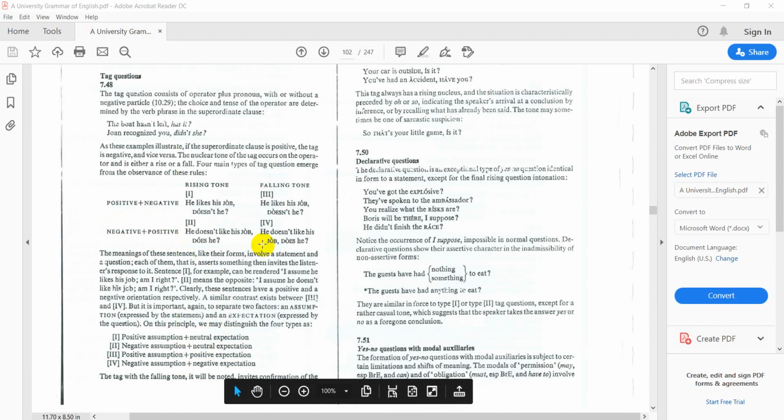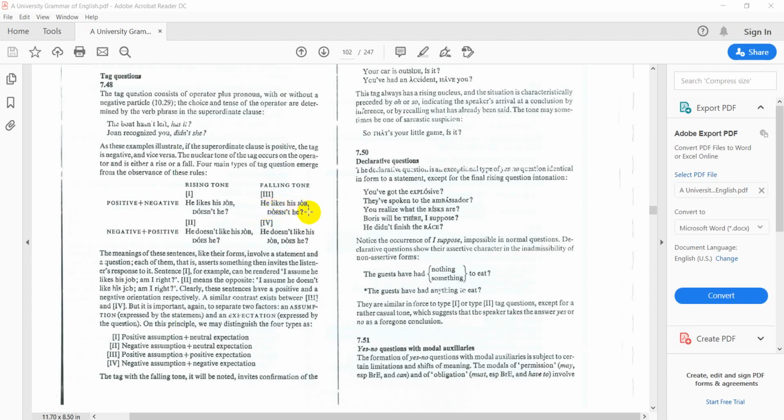While with the third one, when you use a falling tone, it means that you know. So if you have a positive assumption, it means you have a positive expectation. And if you have a negative assumption, it means that you have a negative expectation. That's why you lower your tone, using a falling intonation. I believe this is clear now.